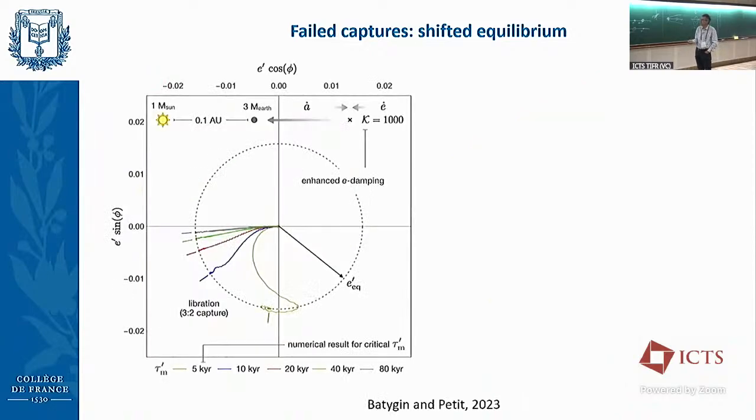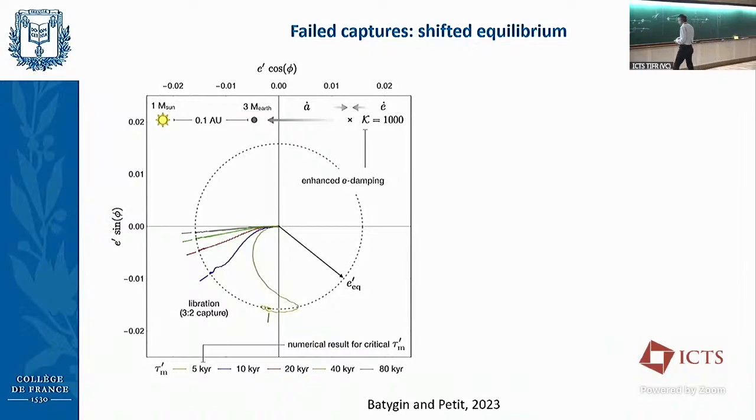This has been highlighted in this recent paper by Konstantin Batygin and Antoine Petit. And this shows, for instance, what happens for two planets that migrate towards the 3-2 resonance. In this case, the eccentricity damping is 1,000 times the semi-major axis damping. First, are these numbers crazy?